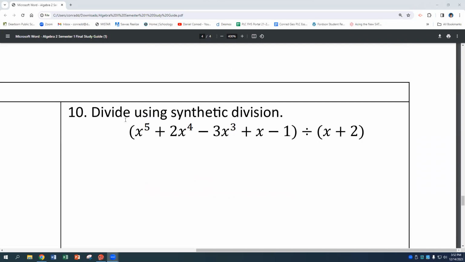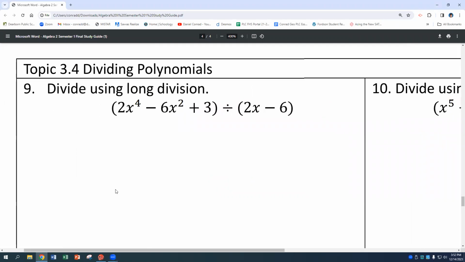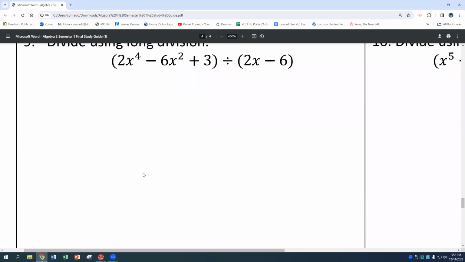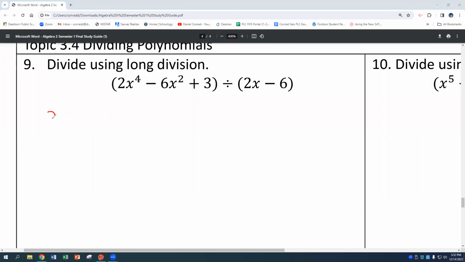All right, flip it over. We got number 9 and 10, which is division. We're going to use long division for the first one and then synthetic division for the second one. So I'm going to do 2x minus 6. I need to divide that into 2x to the fourth plus 0x to the third minus 6x squared plus 0x plus 3. So again, we're missing a plus 0x to the third, and we're missing a plus 0x.